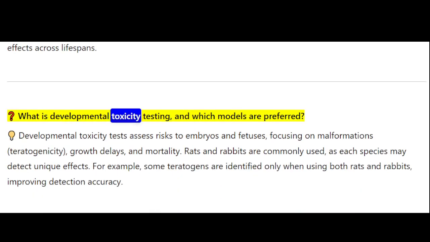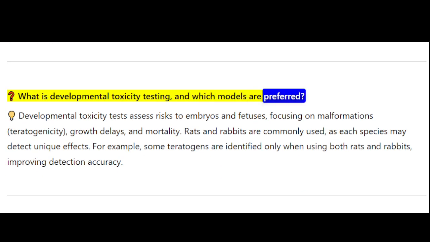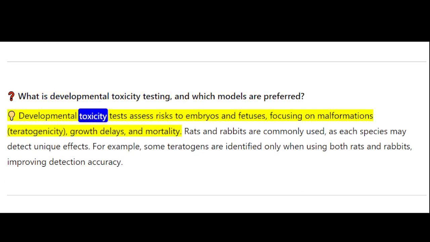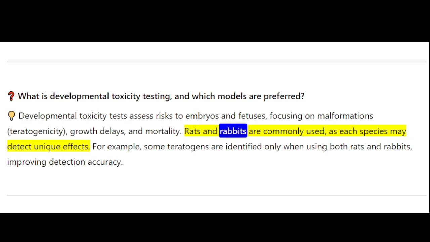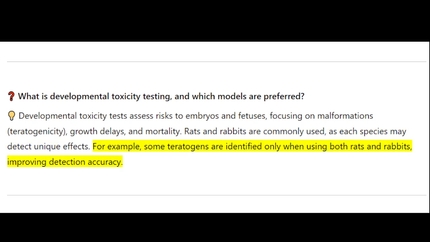What is developmental toxicity testing, and which models are preferred? Developmental toxicity tests assess risks to embryos and fetuses, focusing on malformations, teratogenicity, growth delays, and mortality. Rats and rabbits are commonly used, as each species may detect unique effects. For example, some teratogens are identified only when using both rats and rabbits, improving detection accuracy.